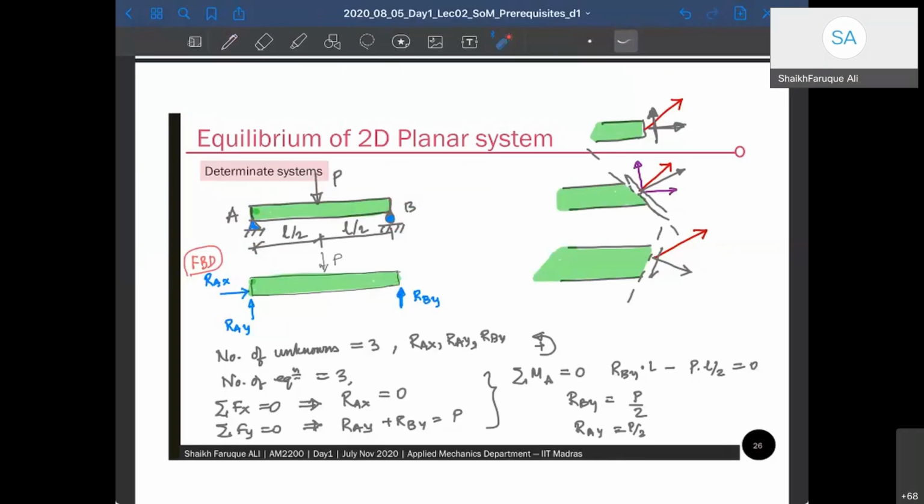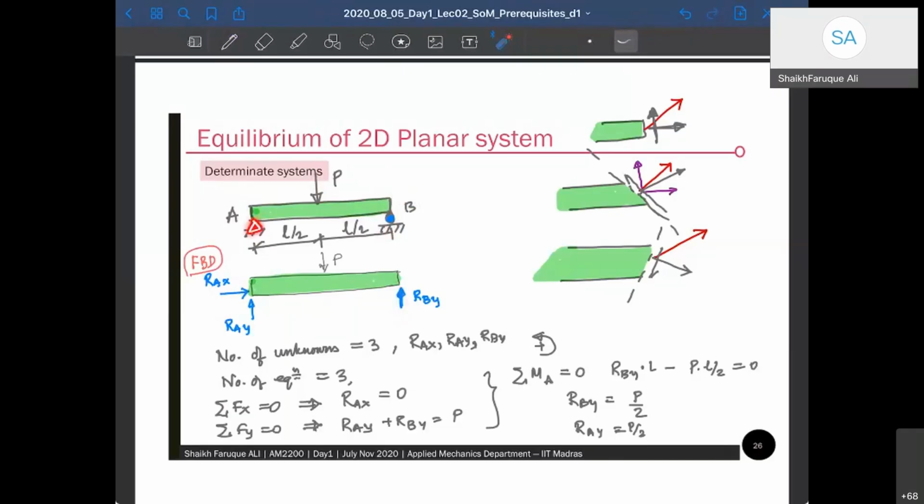But yes, the body is not allowed to move downward, neither move outward because of the roller. And since it is not allowed to move up and down, it will give a force that is here. So it will restrict the motion along the vertical direction, and therefore the roller will give a force there. Now look at the hinge.